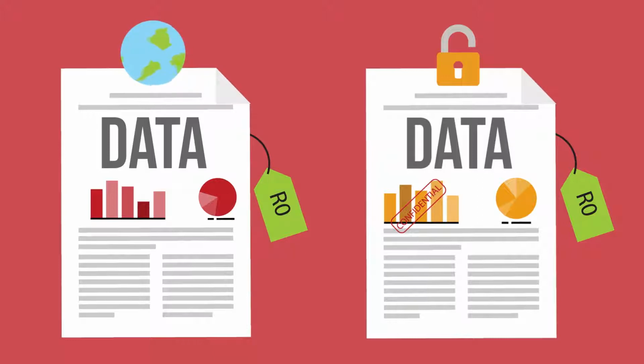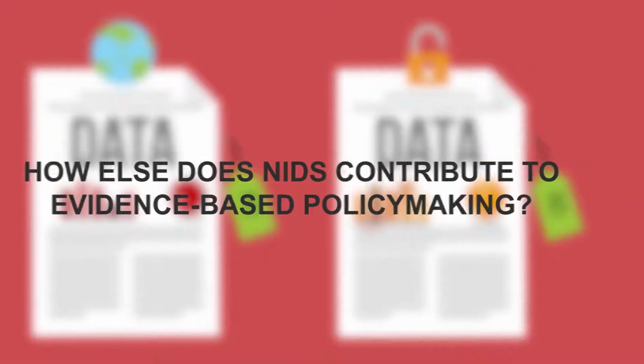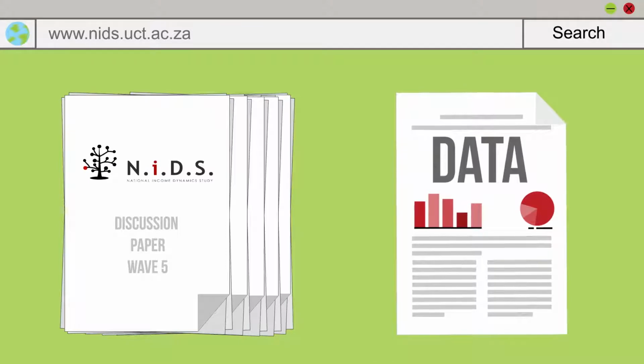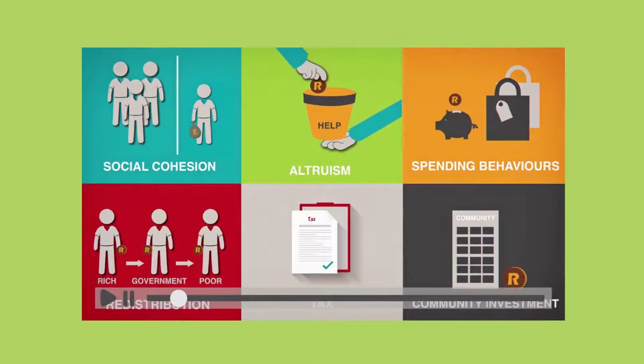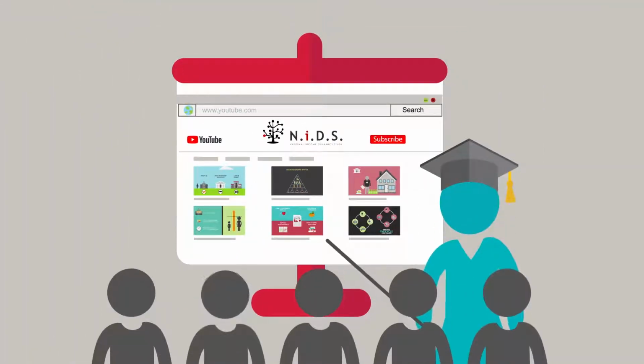Besides producing socioeconomic panel data, how else does NIDS contribute to evidence-based policymaking? At the end of each wave, NIDS publishes discussion papers, which highlight example findings on key socioeconomic issues drawn from the data. These papers are available to view and download on the NIDS website. NIDS also produces a set of short animated videos, such as the one that you are currently watching, to highlight important policy-relevant findings. These videos are available on the NIDS YouTube channel. However, NIDS can only contribute to evidence-based policymaking if people know about NIDS and how to use it.